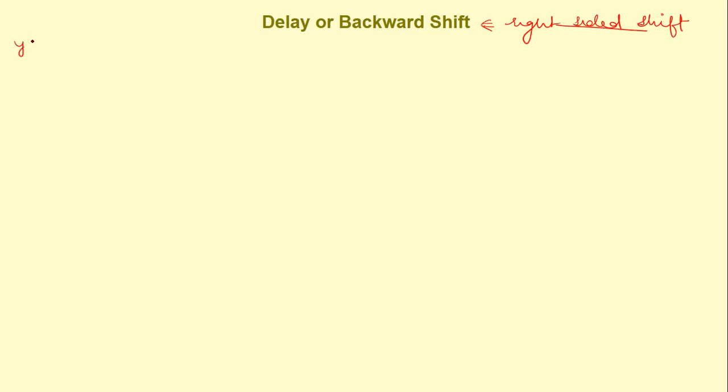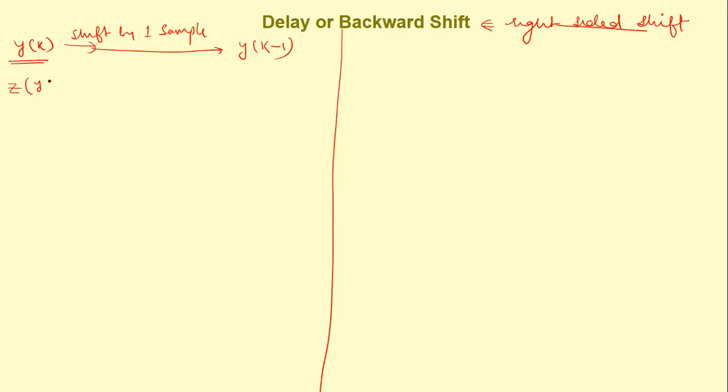Now we'll consider the same sequence y(k). Now we'll shift this towards the right side, shift this by one sample. So we have y(k-1), right? So now the z transform of this y(k-1) is, we'll write the same equation, summation k equal to 0 to infinity, and then we have y(k-1) z raised to the power minus k. So this is, let us say, equation number 1 for this particular topic.